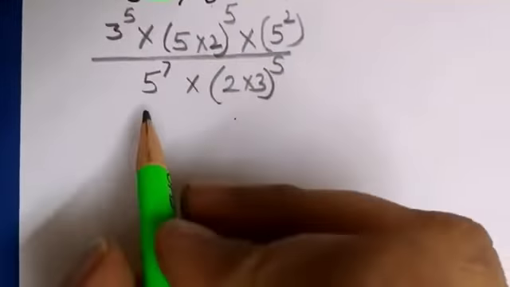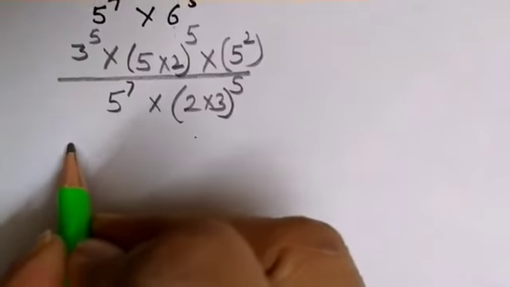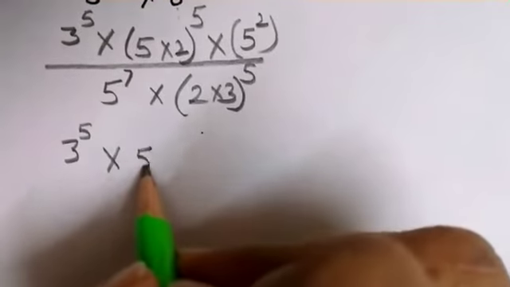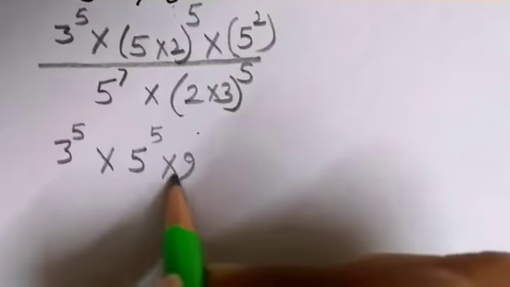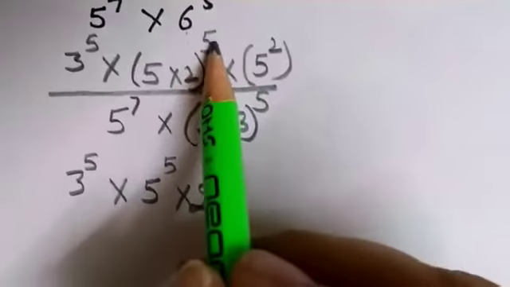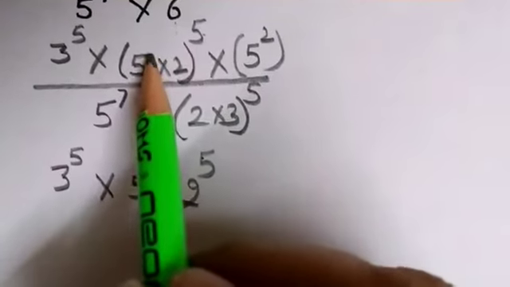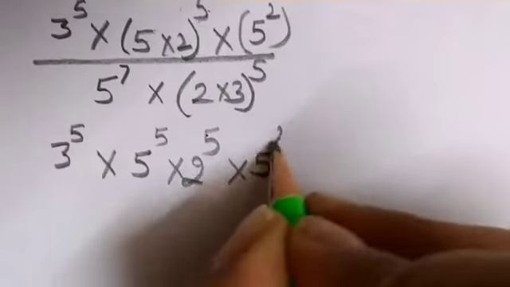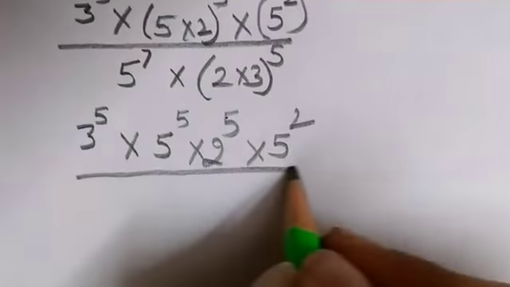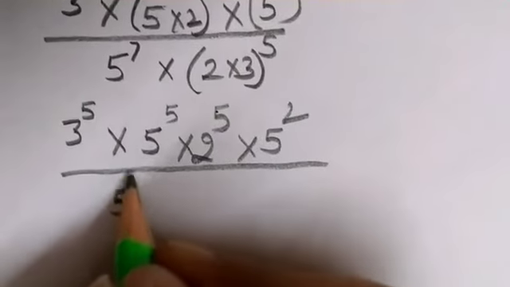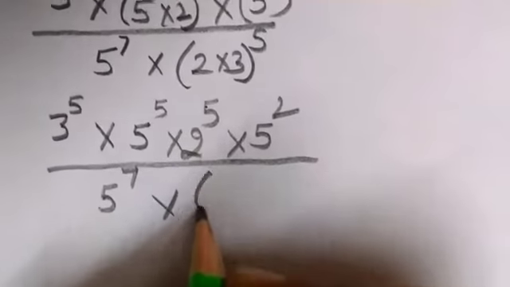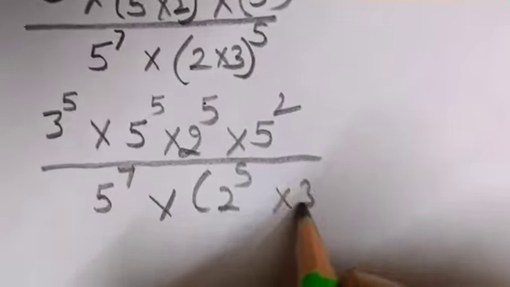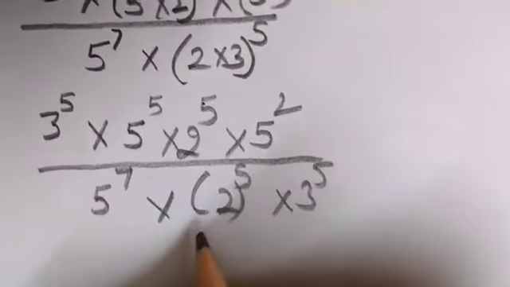Now we open the bracket. 3 raised to the power 5. 5 raised to the power 5 multiplied 2 raised to the power 5, because bracket open करेंगे तो पावर दोनों के ऊपर आएगी. Next 5 raised to the power 2, 5 raised to the power 7, 2 raised to the power 5, 3 raised to the power 5.